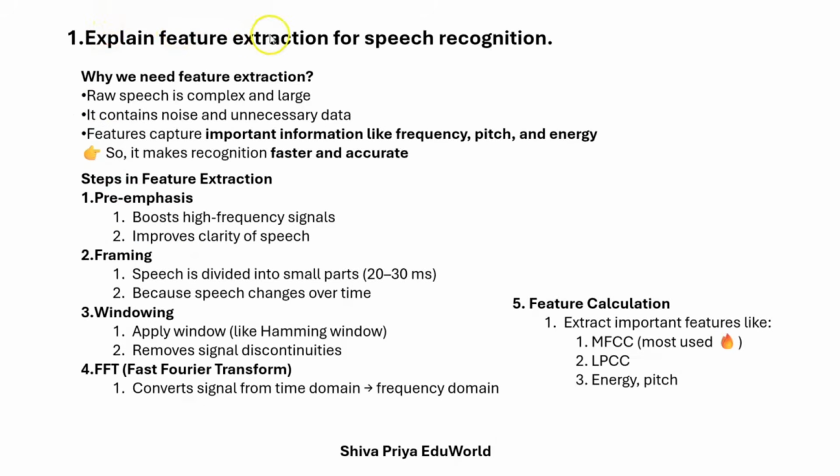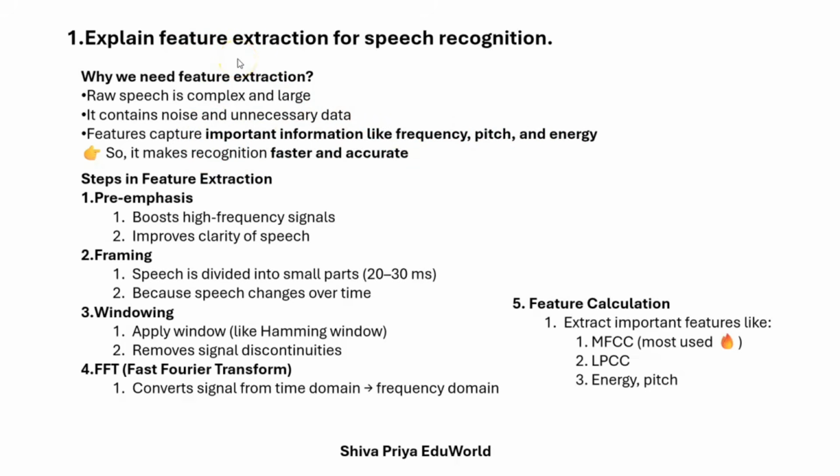The first question is: explain feature extraction for speech recognition. First, we have to explain why we need feature extraction. What is the need of feature extraction? Raw speech is complex and very large. It contains noise and unnecessary data. The features capture the important information like frequency, pitch, and energy. That is why it makes recognition faster and accurate. That is why we need feature extraction.